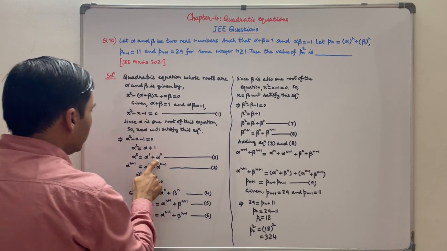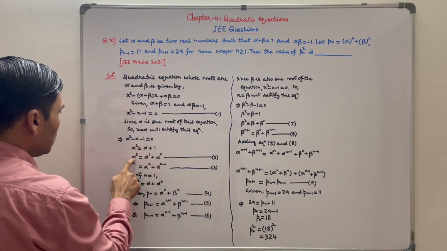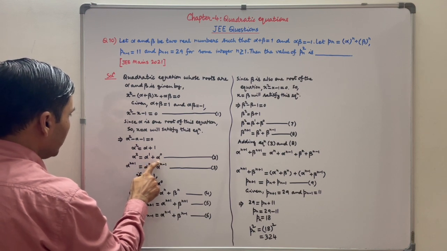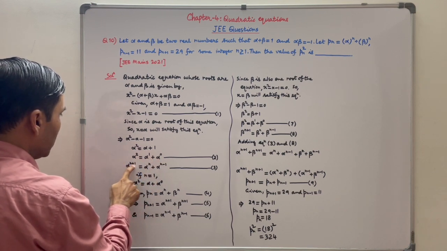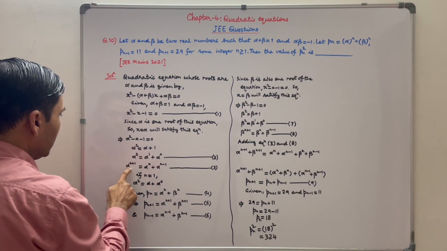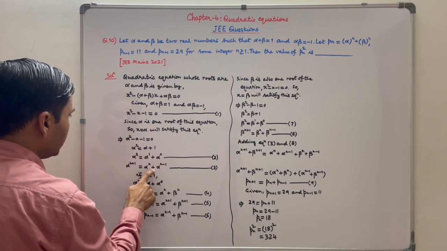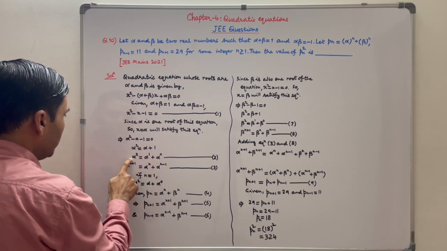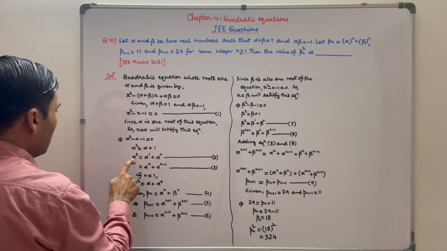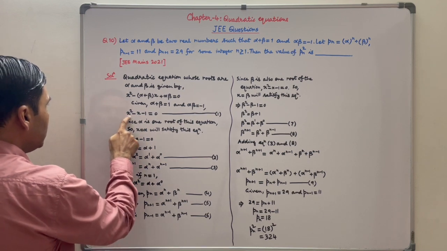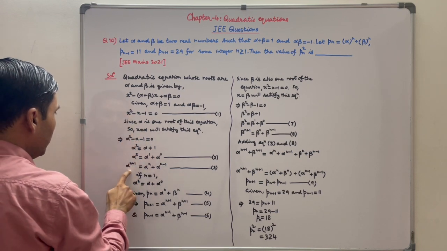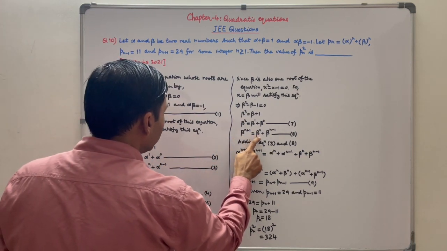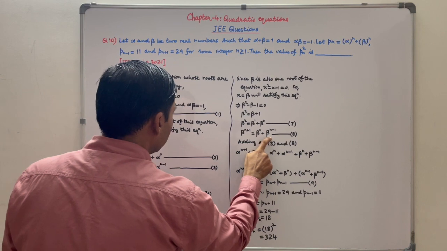So in terms of power, it can be written as alpha to power 2 is equal to alpha to power 1 plus alpha to power 0. Now replace 2 by n plus 1. So alpha to power n plus 1 is equal to alpha to power n plus alpha to power n minus 1. When n is equal to 1, this will be true. Now beta is another root of the same equation. So in the same way, we can say that beta to power n plus 1 is equal to beta to power n plus beta to power n minus 1.